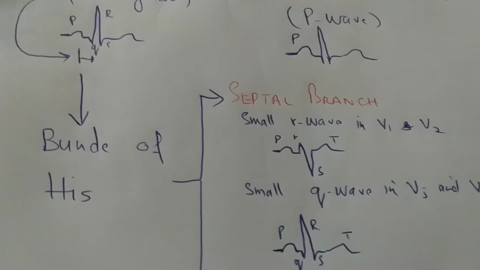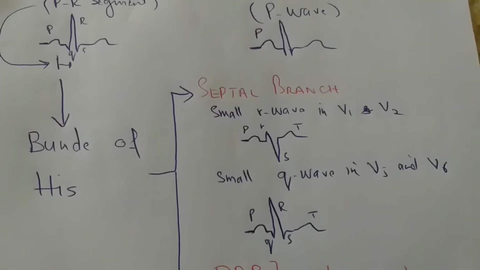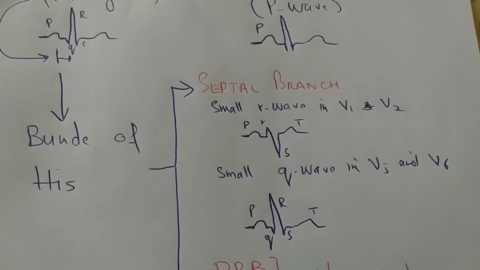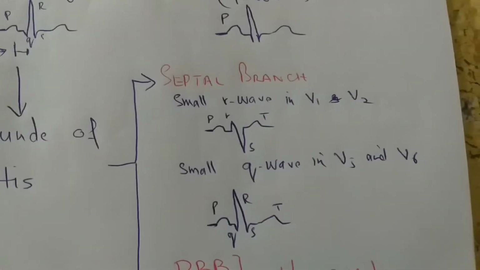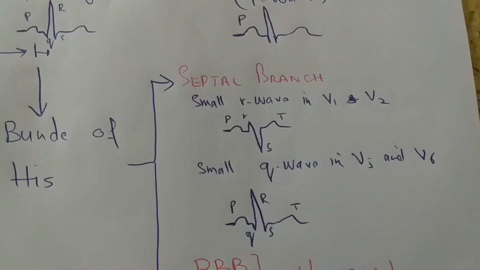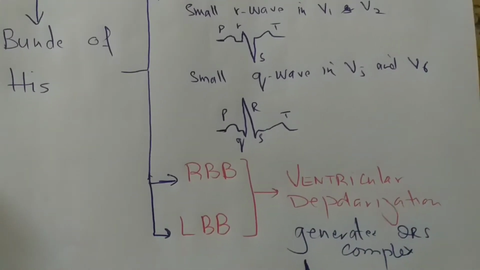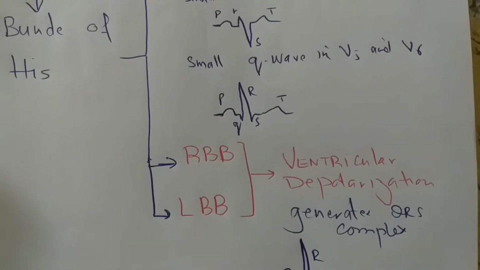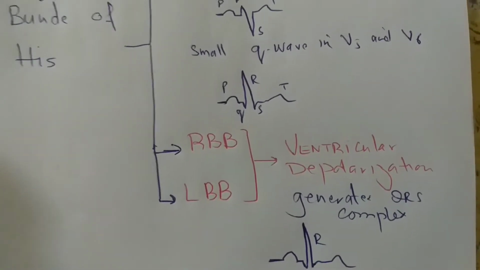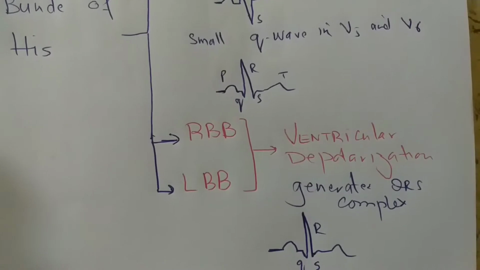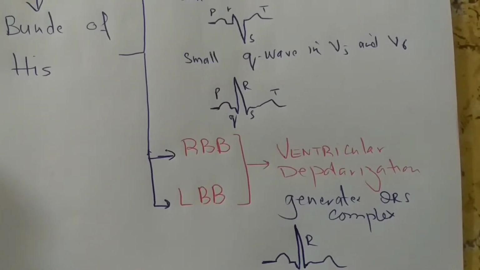From the bundle of His, it first enters into the septal branch of the conduction pathway. That depolarization of the septum generates a small R wave in leads V1 and V2, and a small Q wave in leads V5 and V6. Along with it, it also simultaneously enters into the right bundle branch and the left bundle branch, and it causes the depolarization of the ventricular muscle, which generates the QRS complex, especially the R and the S, because the Q has already been generated by the septal depolarization.